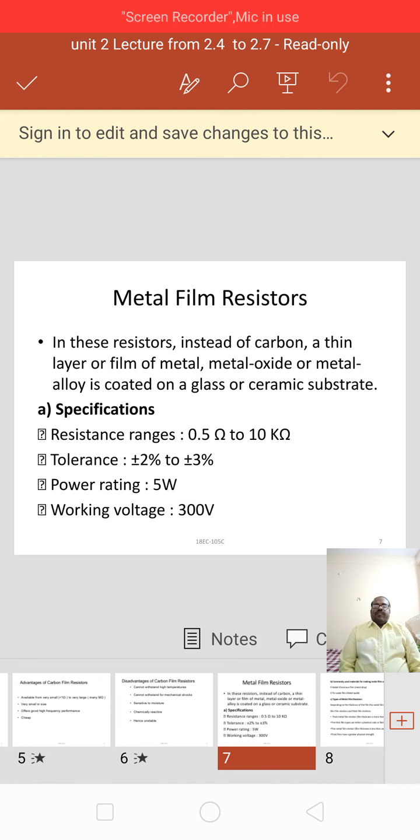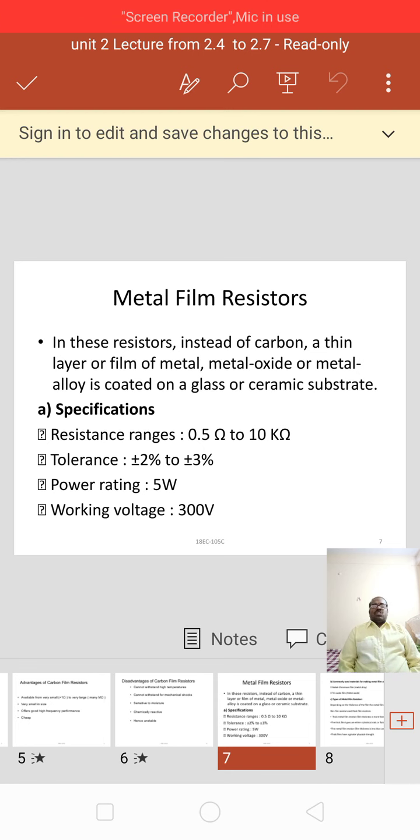Next, features of metal film resistors. In these resistors, instead of carbon, a thin layer of film of metal oxide or metal alloy is coated on a glass or ceramic substrate. Once again, in these resistors, instead of carbon, a thin film of metal oxide or metal alloy is coated on a glass or ceramic substrate.